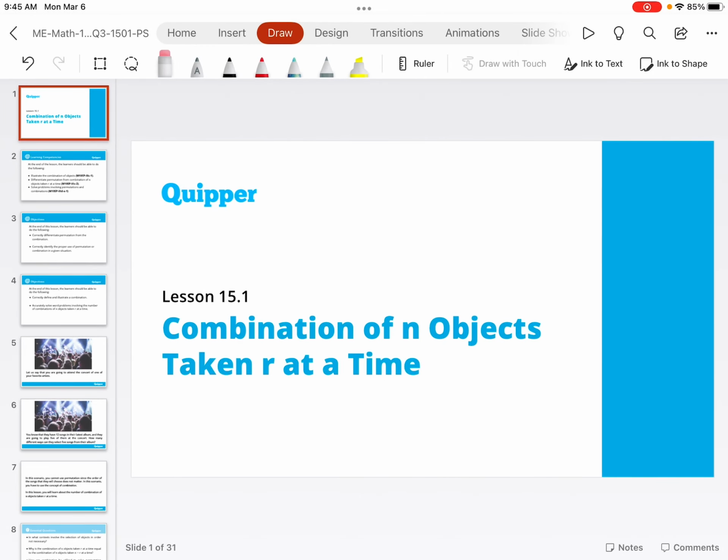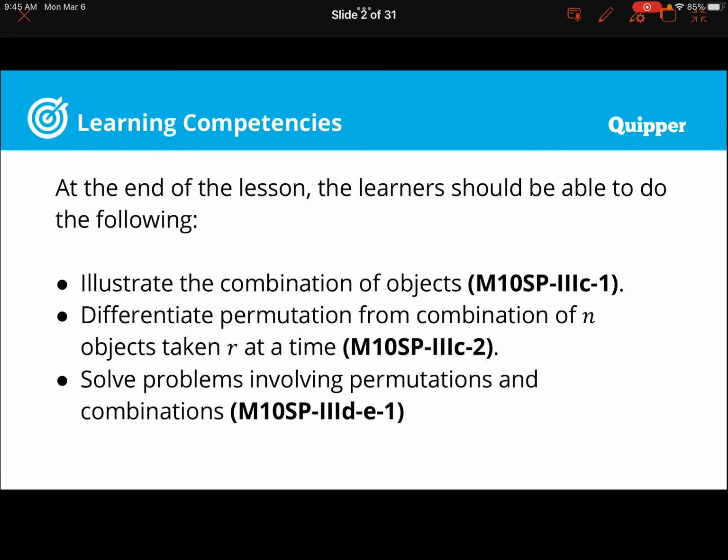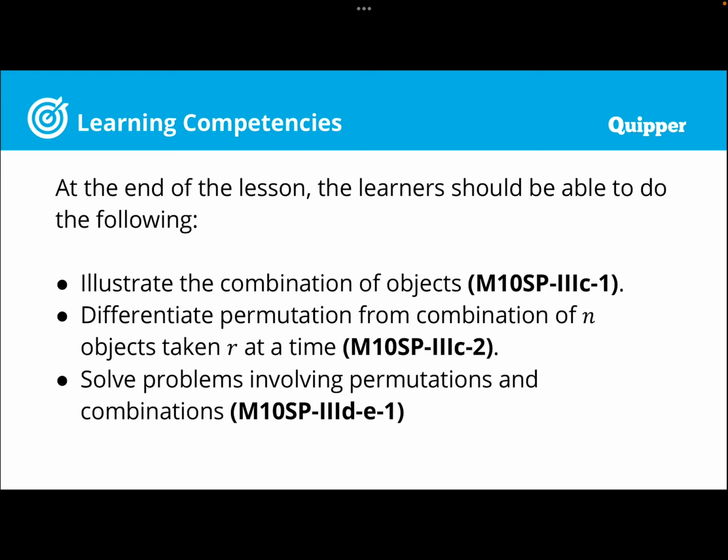Okay, good morning class. So for today, our lesson is about combination of n objects taken r at a time. Our learning competencies for this lesson are to illustrate the combination of objects, differentiate permutation from combination of n objects taken r at a time, and solve problems involving permutations and combinations.